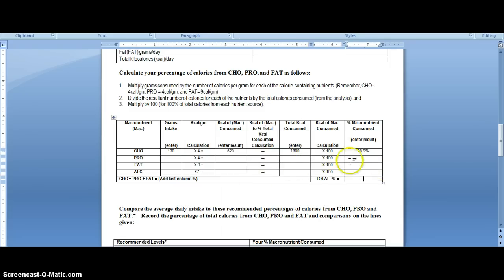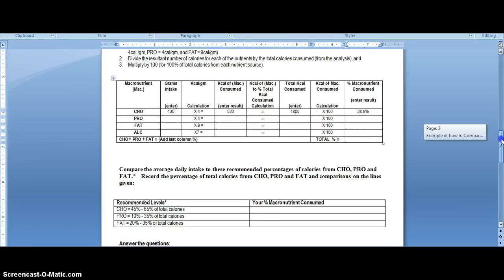Now, after you enter the information in this chart, you're going to enter your percent of macronutrients consumed that were in this column over to the spaces in this chart. These are the recommended levels. Now put in what your percentage of the macronutrients consumed were in the spaces provided here.